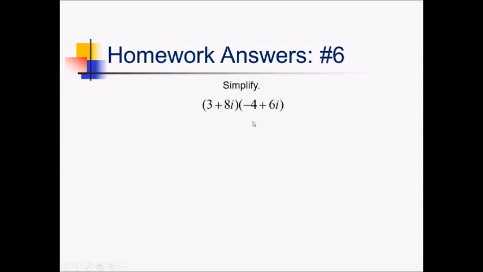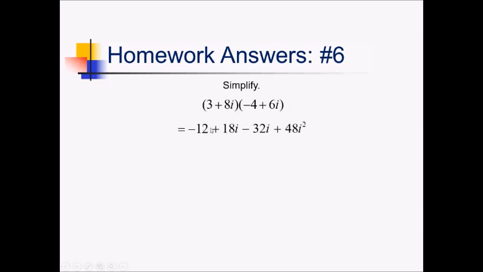To multiply these complex numbers together, we're going to have to FOIL. So we've got 3 times negative 4, that's negative 12. 3 times 6i is 18i. And then 8i times negative 4, that's going to be minus 32i. And then finally the lasts, 8i times 6i, that's 48i squared.